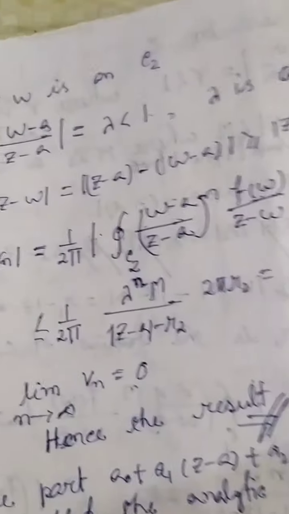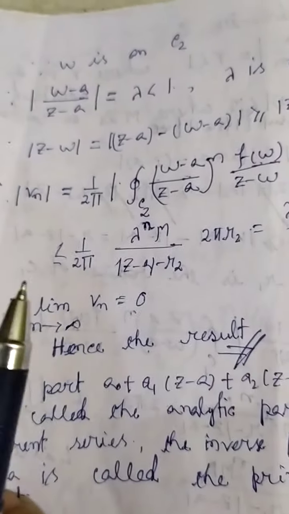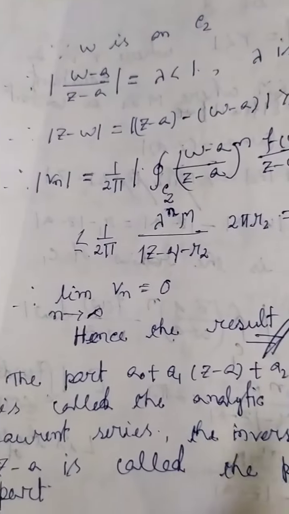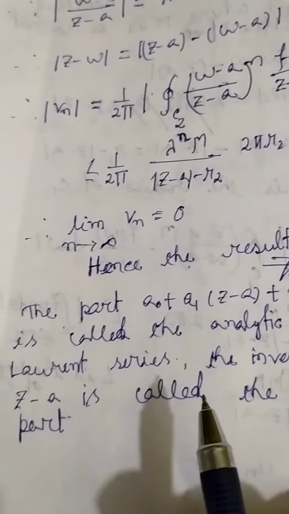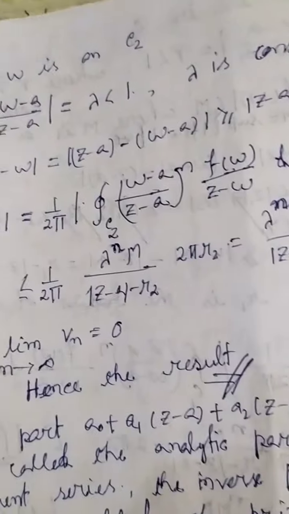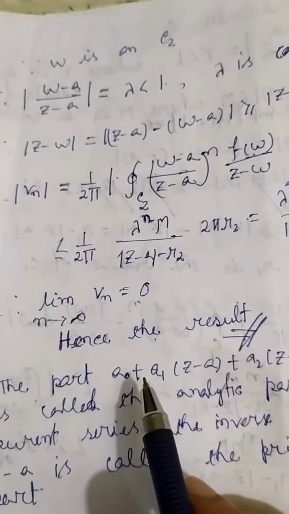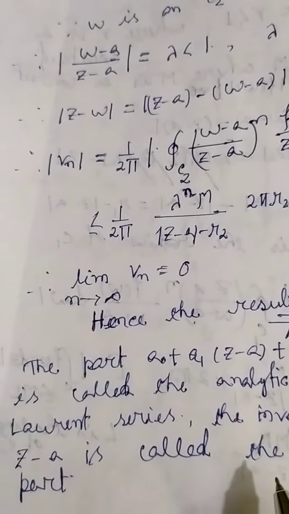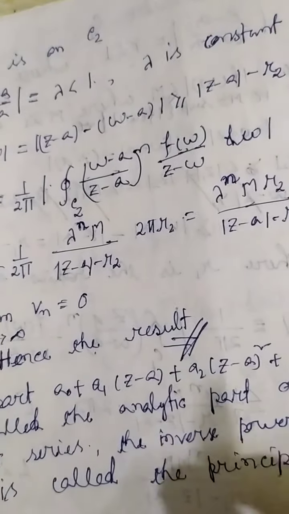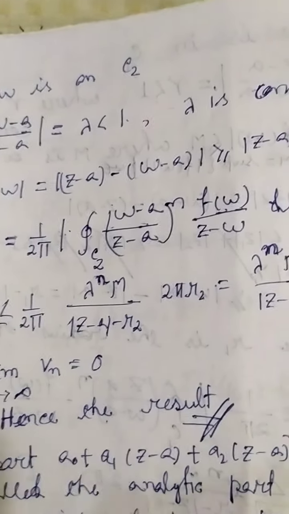This is the Laurent series. The first summation is said to be the analytic part, and the part with inverse powers of z minus a is said to be the principal part. So we can discuss this concept of singularity in terms of this Laurent series.